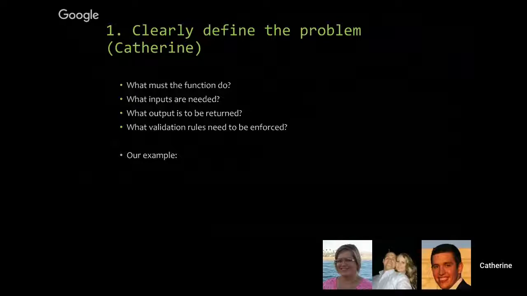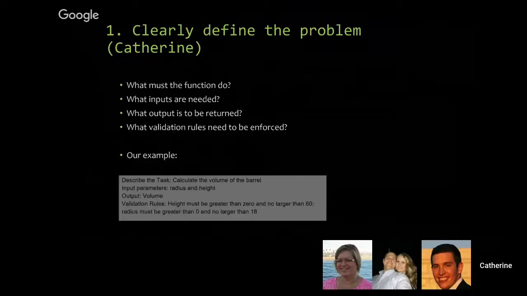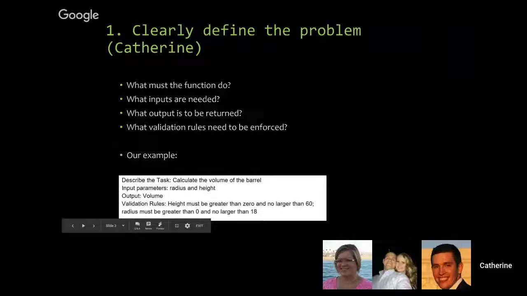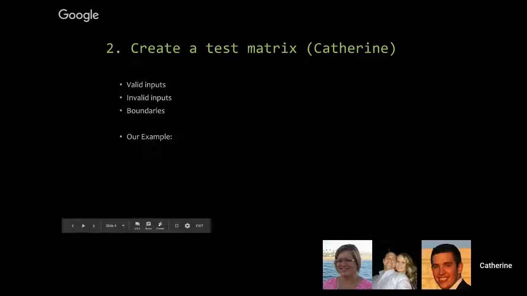You need to determine what the function needs to do, the inputs, what output is returned, and what validation rules need to be enforced. So in our example with the calc volume barrel function, it takes in some input parameters, it outputs the volume, and it checks to make sure that the input parameters follow these rules. So height has to be greater than 0 and no larger than 60, and the radius has to be greater than 0 and no larger than 18.